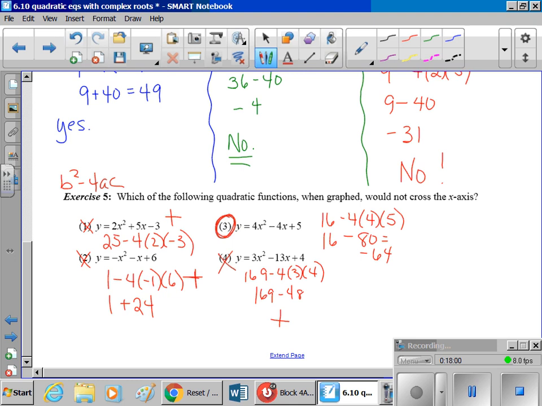Okay? So, not horrible. We're not going to spend a lot of time talking about the nature of the roots in this class, but I do want you to understand how you can determine a little bit about the nature of the roots by looking at that discriminant.